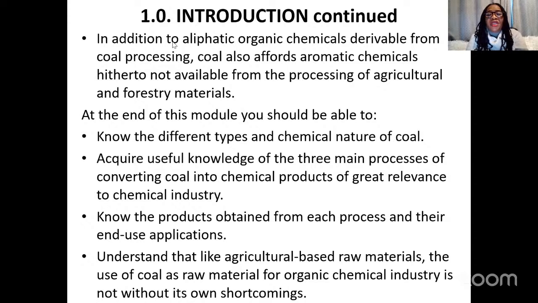So at the end of the lecture today, you should be able to know the different types and chemical nature of coal. You'll be able to get enough knowledge about the three main processes for converting coal into chemical products. And you should be able to know the products obtained from each of those processes, and then their end use applications. Then you'll be able to understand that, like agricultural-based raw materials, the use of coal as raw material for organic chemical industry also have shortcomings.